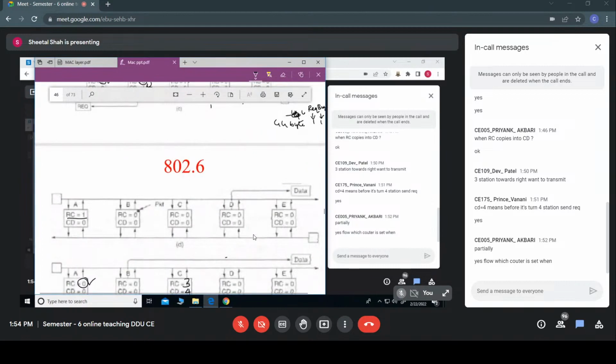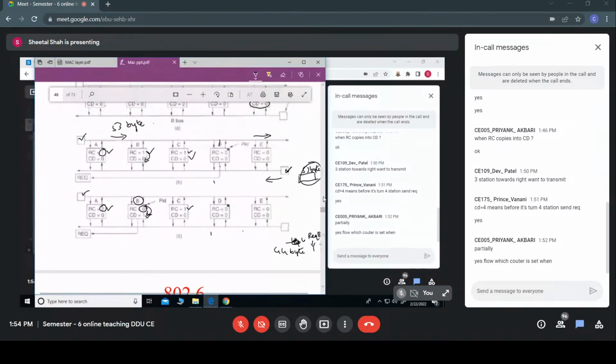Okay. Now, once it has been done, when a station having data to be sent is sending a request onto this bus, the current value of RC is copied into the CD and RC is initialized to 0. So what does this indicate? That before my turn there is one station which has already requested. The CD value indicates that, whereas the RC value indicates how many stations have requested after my turn. Is it clear now?